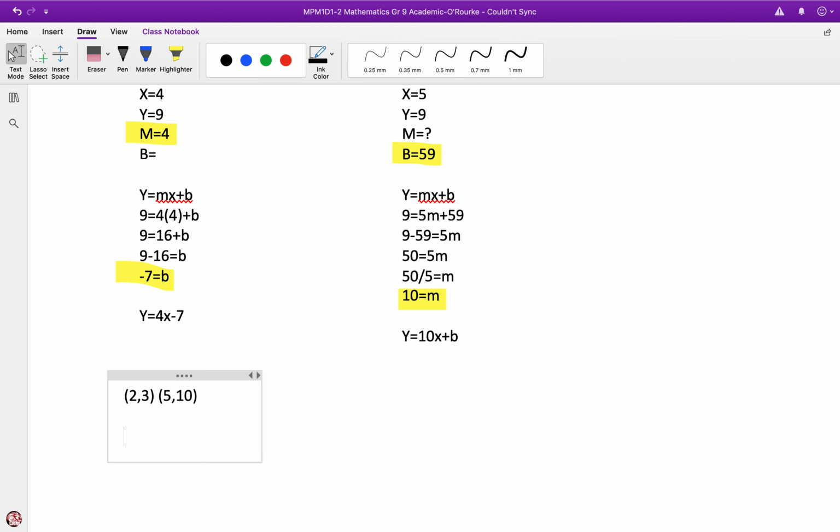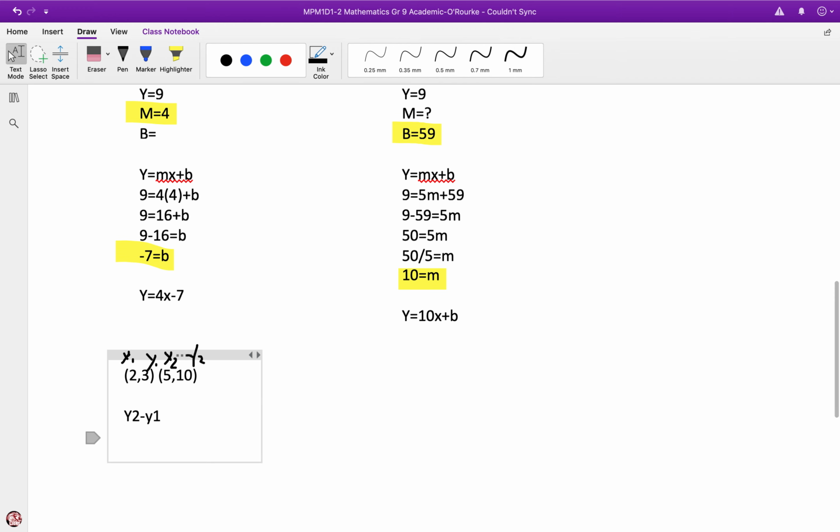So we're going to go delta y over delta x. So let's label my points. This is x1. This is y1. This is x2. And y2. Okay. So now, we're going to go y2 minus y1 over x2 minus x1. Oops. Let's underline that so it makes a little more sense.